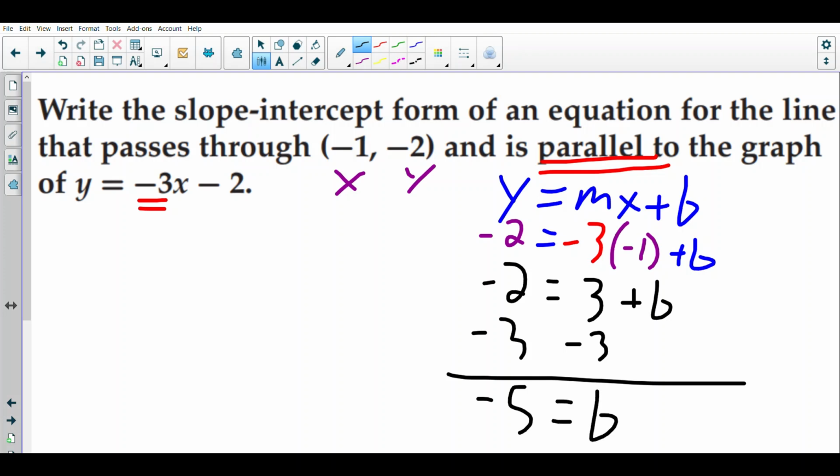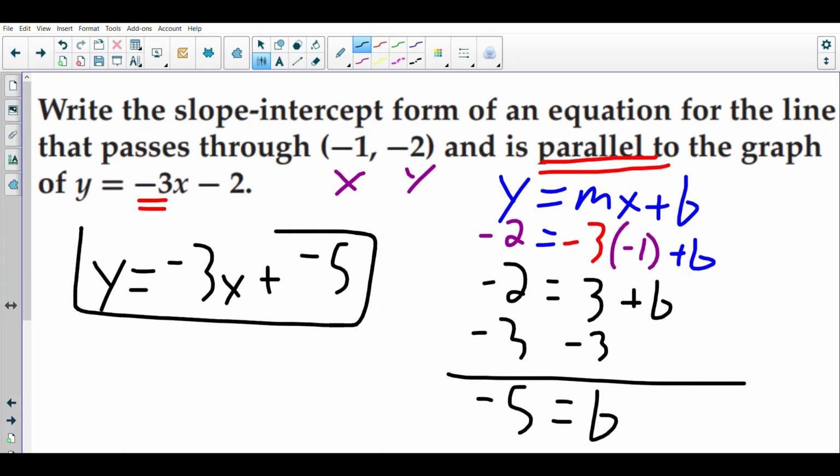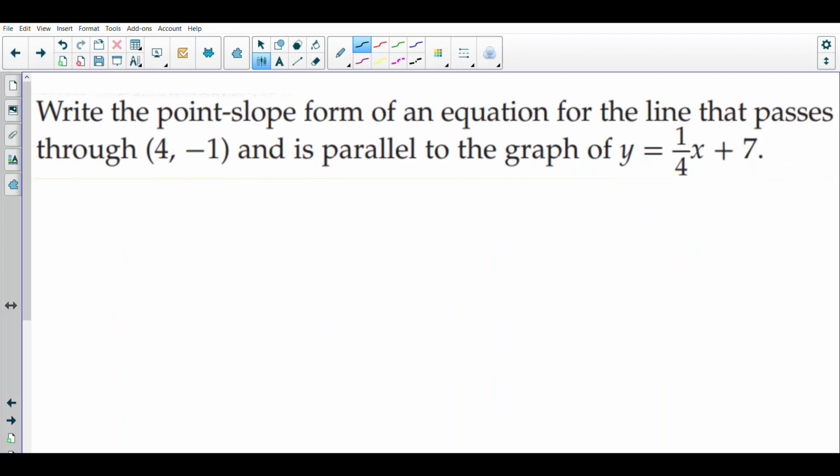And so now, with that, we plug it into our equation. Y equals, remember it's parallel, so we use the same slope, -3x plus -5. And there is our parallel line. So we're using the exact same slope that is given. So here we go again.